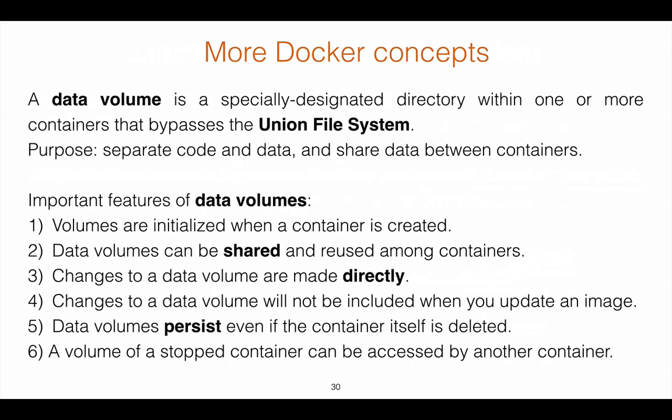A data volume, another important Docker concept, is a directory within one or more containers that bypasses the union file system, which is the file system used within Docker. The purpose is to separate code and data and then share data between containers through the volume. Those are some of the features of volumes. They are initialized when a container is created. They can be shared among containers. Changes to the volume are made directly, and it will not be included when you update an image. So essentially, data volumes persist even if the container itself is deleted. And a volume can also be accessed by another container even when a container is stopped.